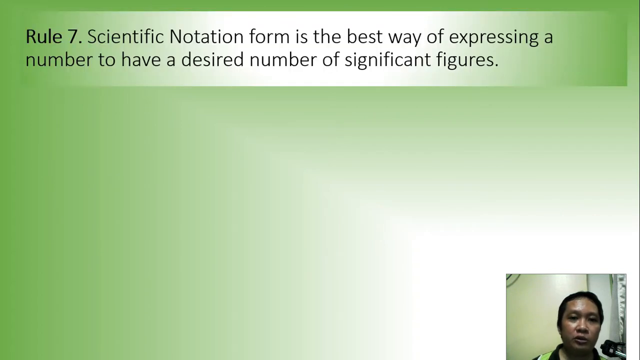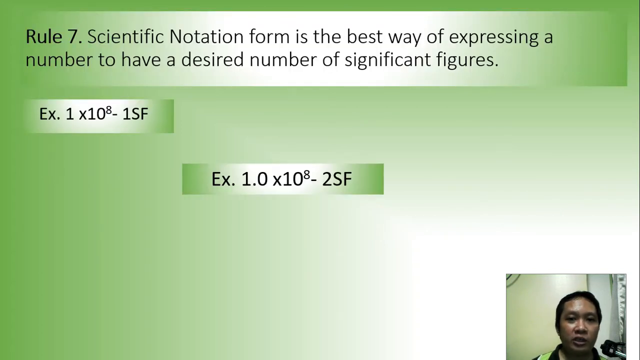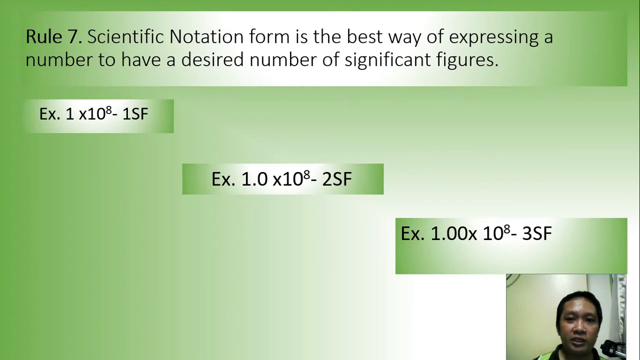However, there are instances wherein this bar is placed in certain numbers or certain cases. In the last rule, rule number 7, if we wish to accurately express the desired number of significant figures, then we have it in the form of scientific notation. So you will notice it as a form m times 10 to the power of n, wherein m corresponds to the significant figures. If we wish to have only one significant figure, then we have this 1, and this indicates that there is only one in it.